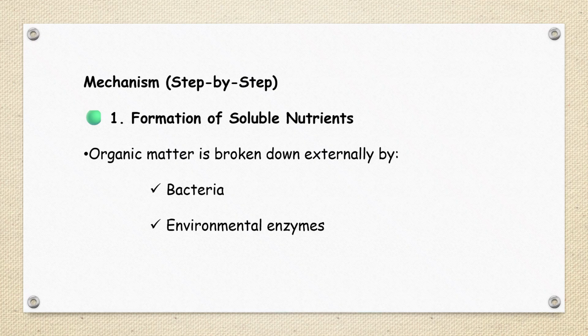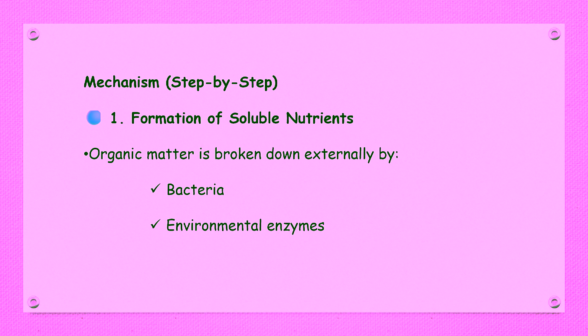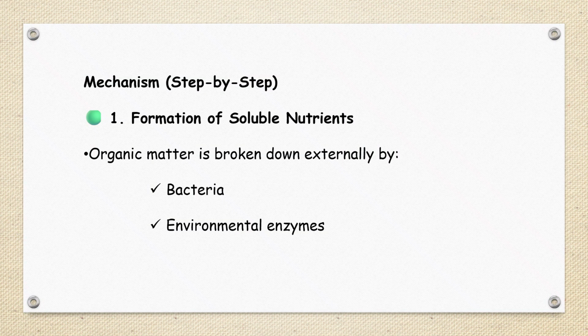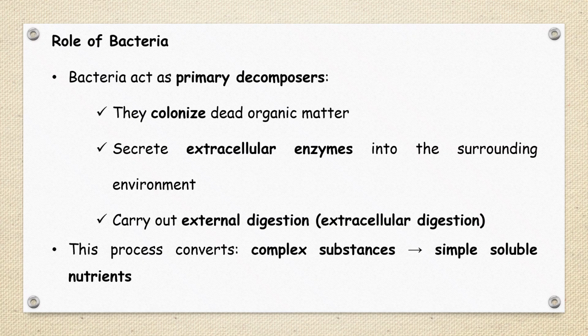Now, how does this saprophytic nutrition happen step by step? In nature, bacteria are present, and they convert this organic matter into easily dissolved nutrients, simpler matter. The bacteria are involved in this process as primary decomposers. They colonize around this dead organic matter, and they are known for secreting various types of extracellular enzymes.